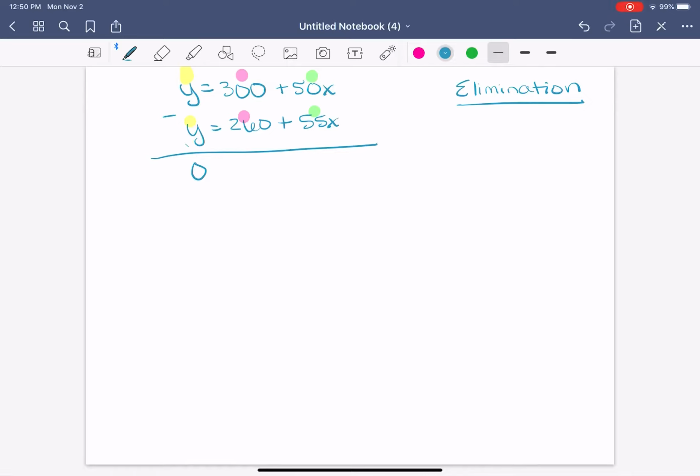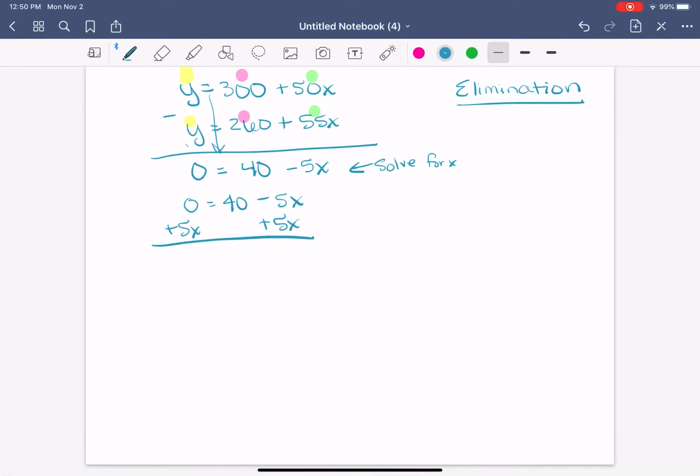0 y's, which is 0, equals, I'm going to bring down my equal sign, 300 minus 260 is 40. And 50x minus 55x is negative 5x. So now I just have to solve this equation for x. So I have 0 equals 40 minus 5x. I could move the 40 or move the 5x to the other side, but I need to move one of them. I'm going to choose to move the 5x by adding 5x to both sides.